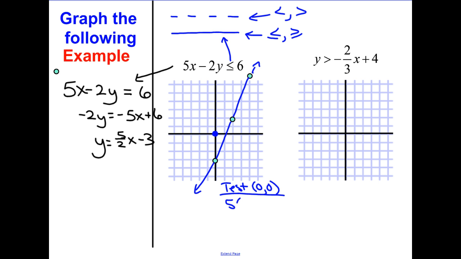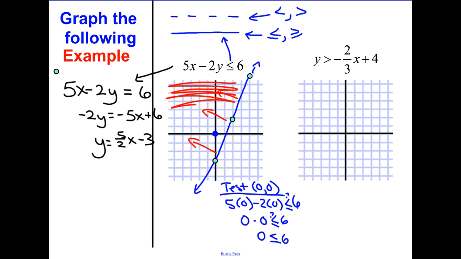And we're going to plug that in. 5 times 0 minus 2 times 0. Is that less than 6? Well, 0 minus 0, is that less than 6? We all know that 0 is indeed less than 6. So what that proves is that that dot there is a solution. 0, 0 is a solution. That means that everything on this side of the line is a solution, and everything on the opposite side is not a solution. So that means we're going to shade in this way.